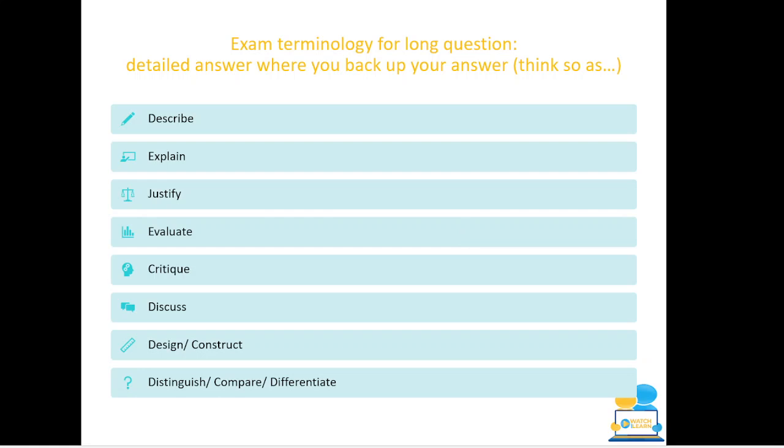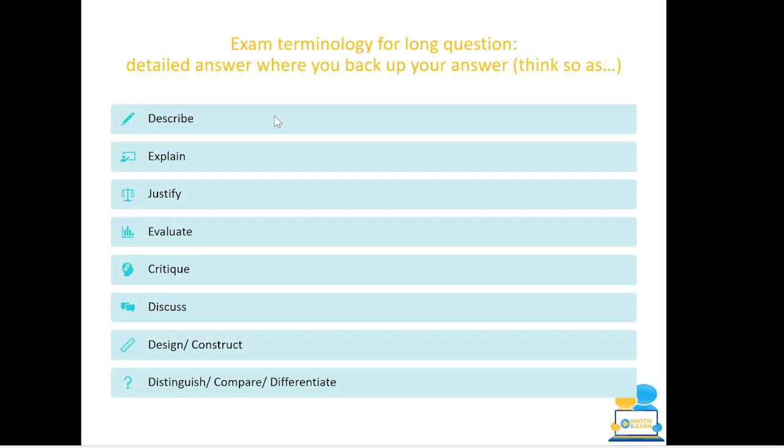And when you're getting a question like this, you're thinking like a 2-year-old. So you're like, but why is this like that? Why? So this is what you're thinking when you're answering these questions. So your action verbs here are describe, explain, justify, evaluate, critique, discuss, design or construct, distinguish, compare, and differentiate.